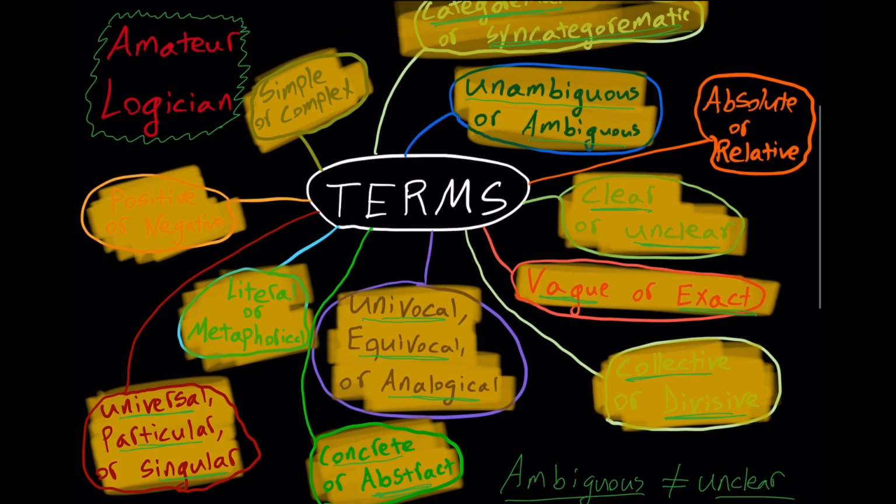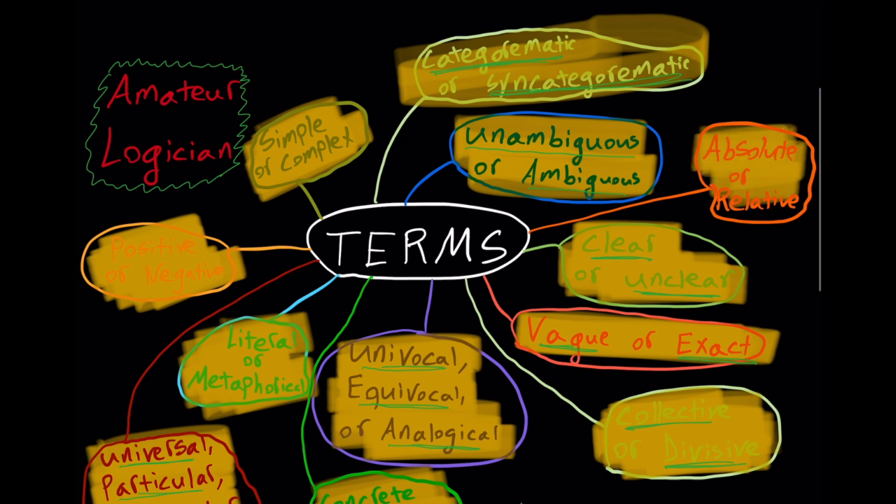Finally, there are absolute or relative terms. An absolute term doesn't, so to speak, need a relationship with something else. Yet a relative term does. Think of the terms father or son. Those are relative terms. Father goes with son, and son goes with father. The term man, though, is absolute. It's not relative in that sense.